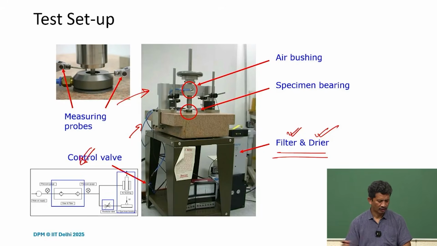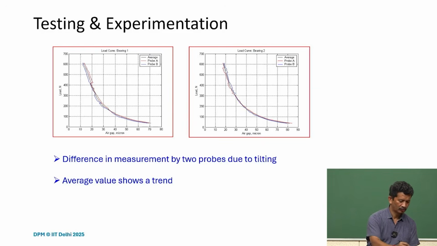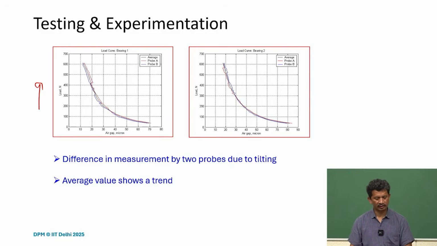Of course, for measurement, we have these measuring probes, and we placed them opposite to each other, so that if there is any tilting, it can be averaged out and measured. Once we started measuring, we put the load versus air gap, and we did it many times. What we find is that there are two plots and it's changing, and that's basically because of the tilting. Some tilting can happen and it stays.